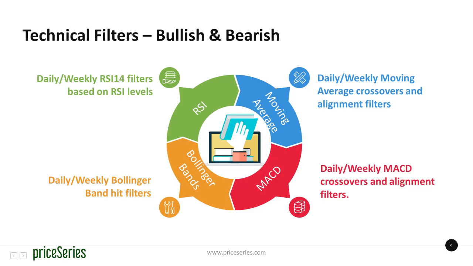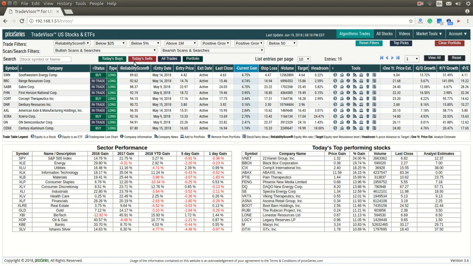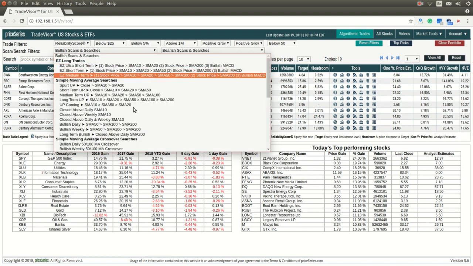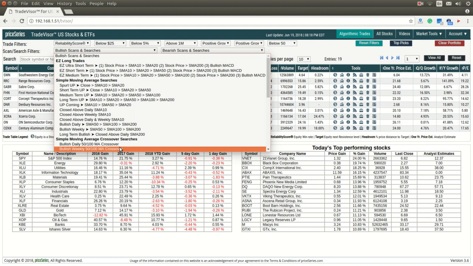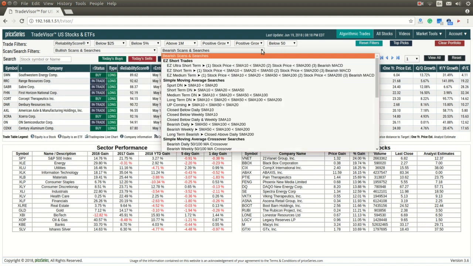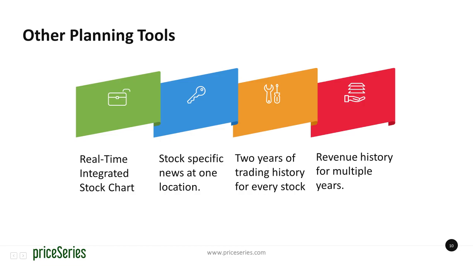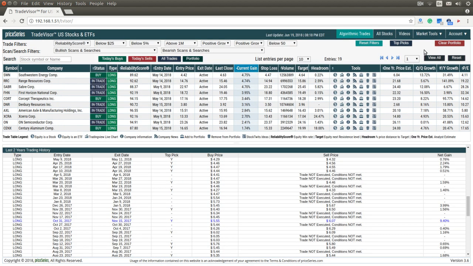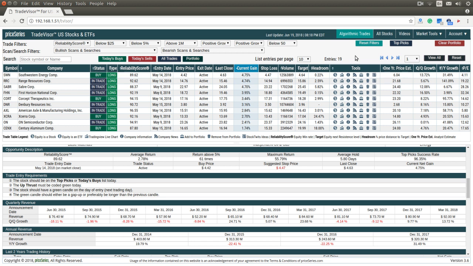Now, let's take a look at the Technical Filters tool, which provide both bullish and bearish searches. One can filter the shortlist based on different conditions of RSI 14, MACD, Bollinger Bands, and moving average crossovers and alignments. This is how you apply the technical filters to your results. The other planning tools include real-time embedded stock charts, stock news, 2 years of trading history, and revenue history.